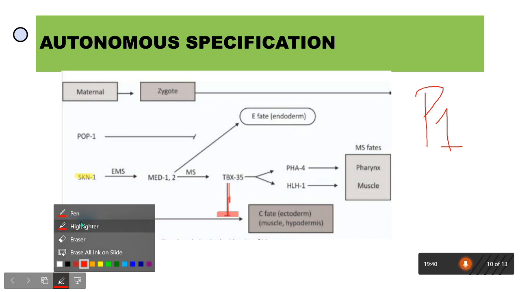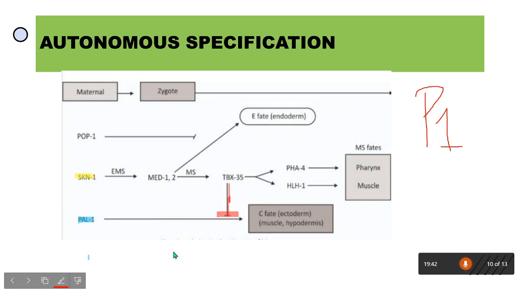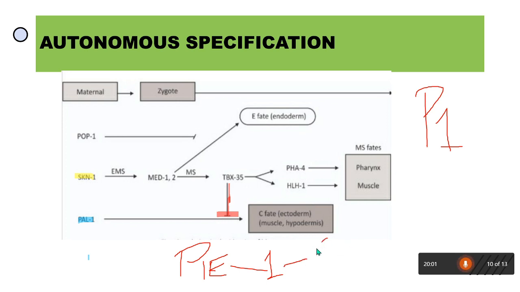Then comes another transcription factor, PIE1. Which one? PIE1. It is essential for the germline fate.